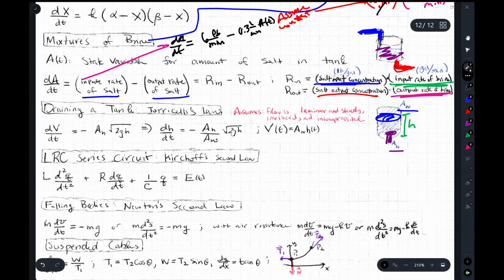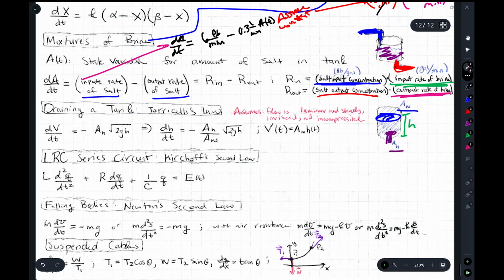So Torricelli's law tells us that the rate of change of the volume is equal to the cross-sectional area of the hole at the bottom times the square root of 2gh, where h is the height of the fluid. Now, notice that the volume is equal to the cross-sectional area of the whole tank times h, and we could plug that in for v and then solve for dh/dt, and we get this final result there.